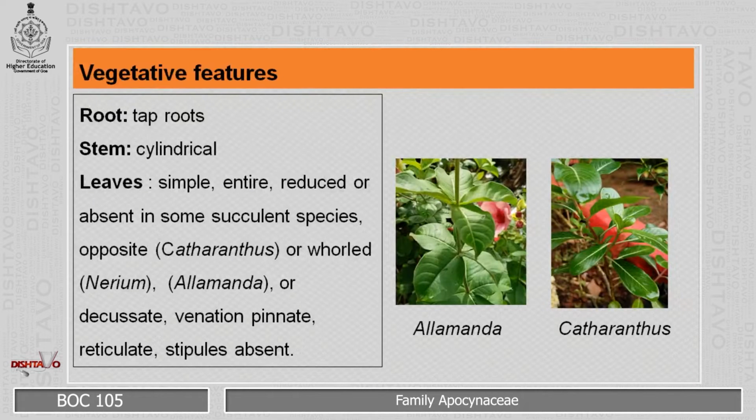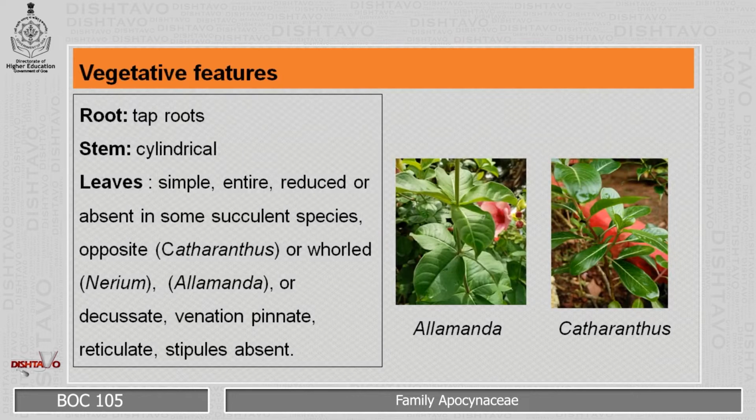The leaves are opposite, as you see in Catharanthus, that is Vinca. You can see the leaves are opposite on either side. And the next pair of leaves arises at the next node, at right angles to the first one. That we call a decussate arrangement. While in the case of Allamanda, you can see at the node there are 4 leaves coming out.